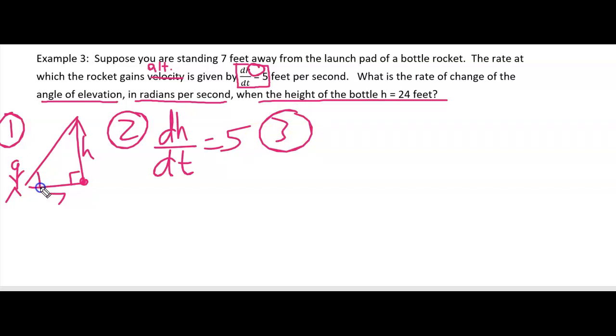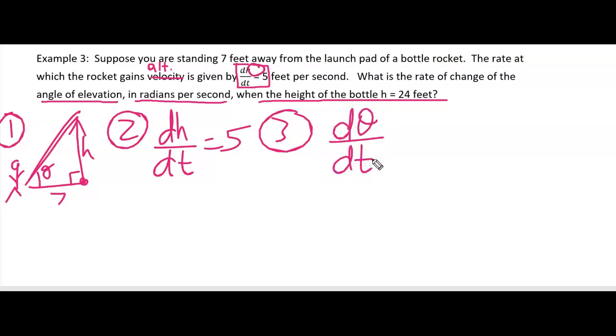Now, if you don't know what that is, that's this angle right here. The angle between the ground and the hypotenuse here that goes up to the top of that rocket. So that's what we would call the angle of elevation. And so we're looking for the rate of change of that angle of elevation.